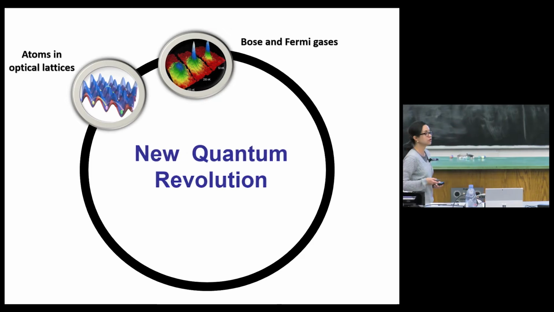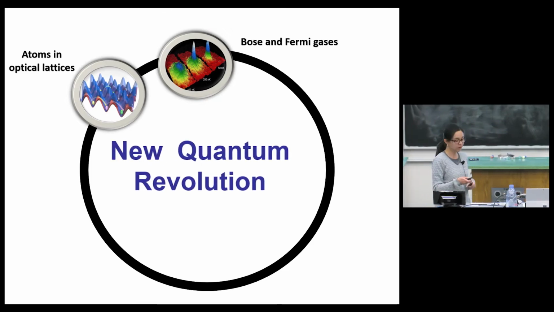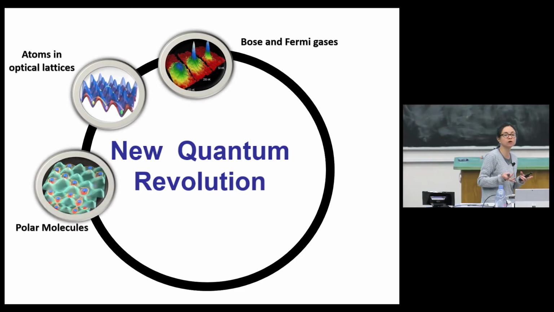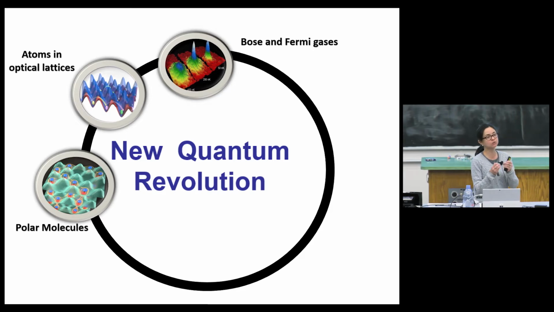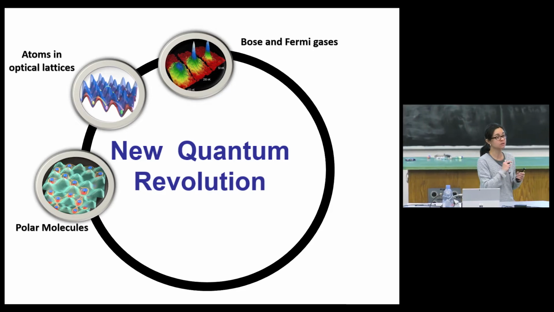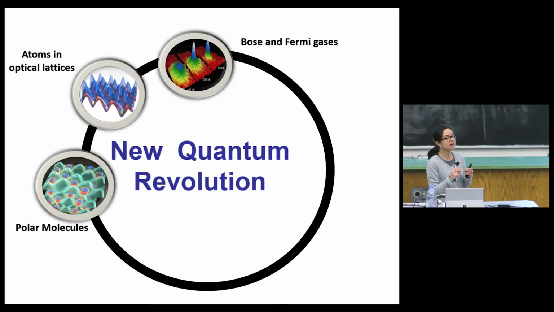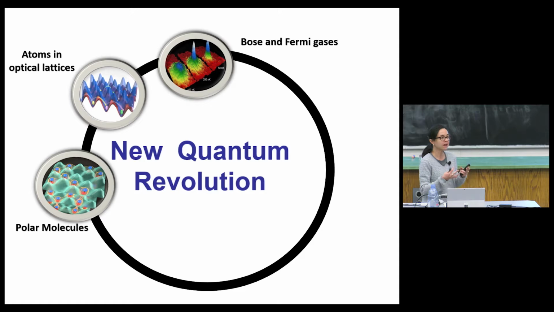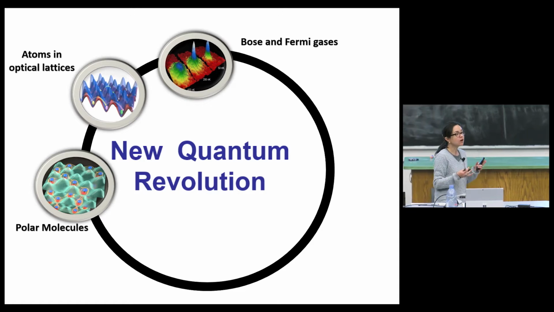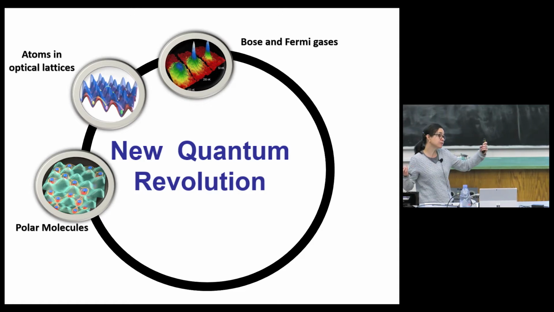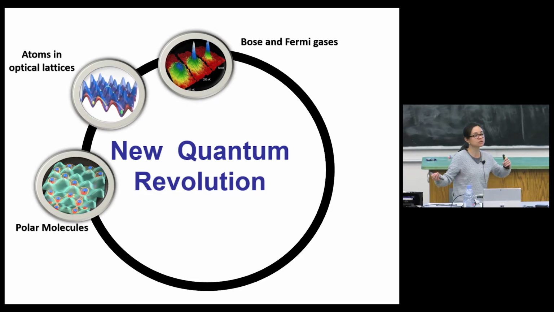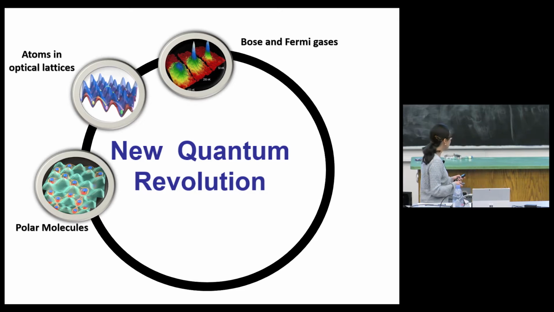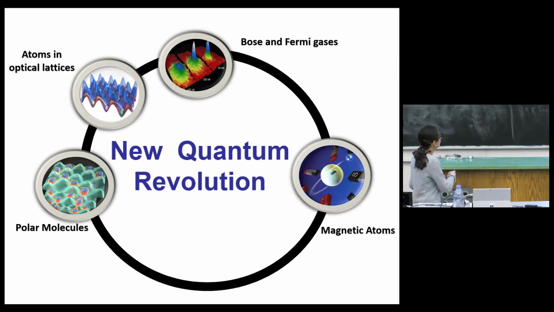But in the last couple of years, we are entering a new quantum revolution where we're actually able to trap and control more complex objects. So molecules, in this case molecules made of two atoms, but these molecules have rich internal degrees of freedom. They have rotation, vibrations, hyperfine degrees of freedom. And moreover, they offer the possibility of having dipole-dipole interactions that allow two atoms to interact at a distance.